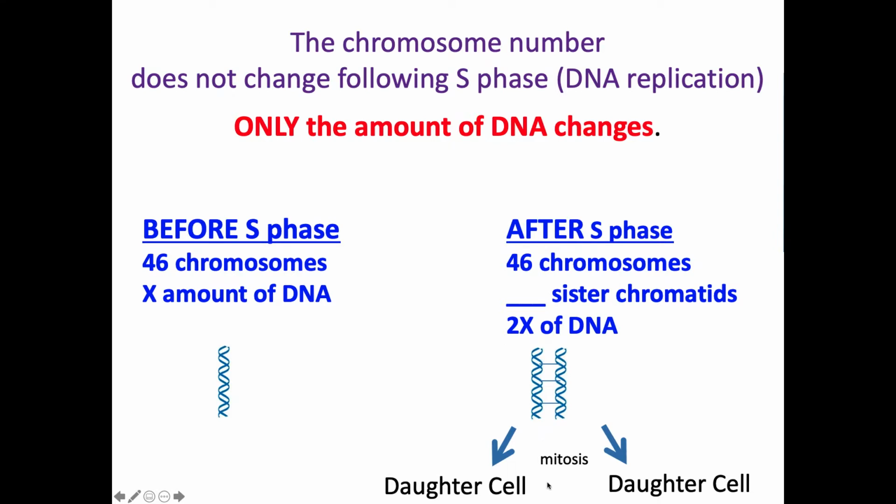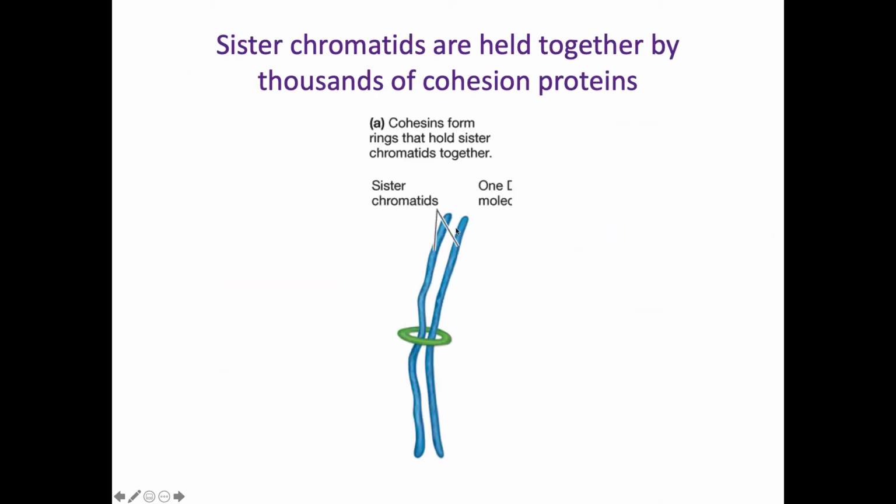How are they held together? They're held together through the activity of special proteins known as cohesins. These cohesins seem to be able to form rings around the two molecules of DNA. These are two double helices of DNA, and they hold the sister chromatids together throughout the rest of S phase into G2 and into mitosis. The cohesins will not be broken down until anaphase or just before anaphase to allow the separation of the sister chromatids in anaphase.